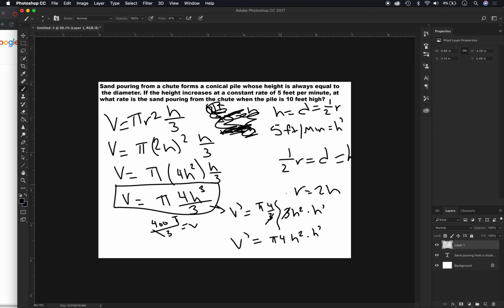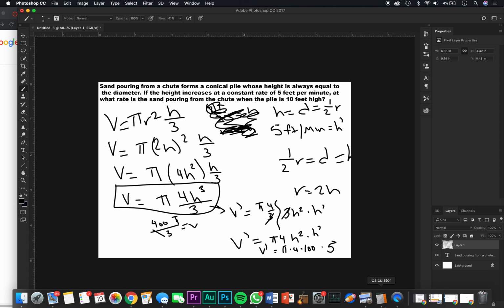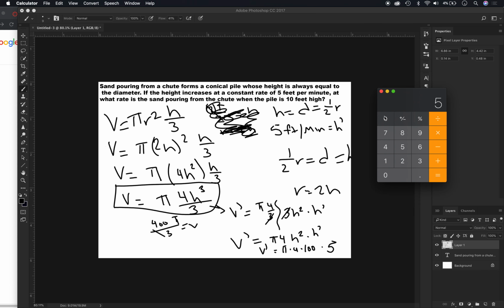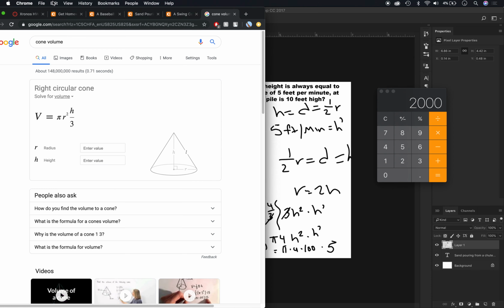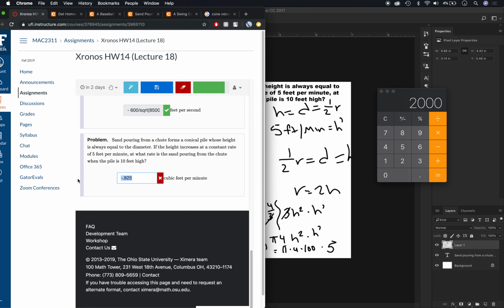Okay. If the height, so we have height derivative, that's going to be 5. And we have height, that's going to be 10, so it's 100 times 4 times pi equals v. So that should be the answer. So 500... I'm not going to even try. Times 4. So 2,000 pi. That does not seem right. I'm going to be honest right now. That does not seem right.